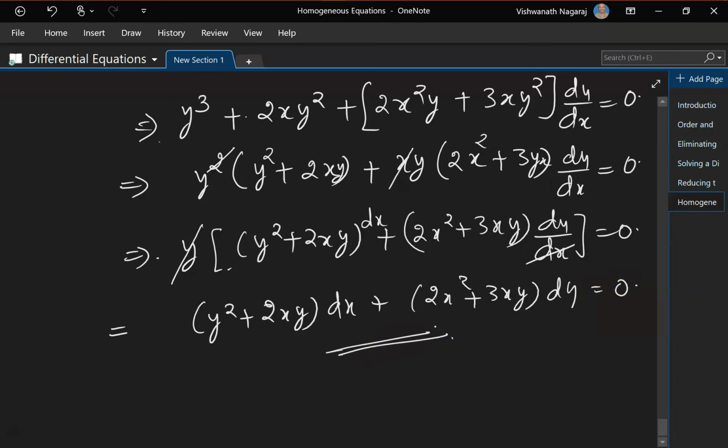This is our problem statement. So we have solved the differential equation and we have proved that it is correct. We have verified that it is correct.